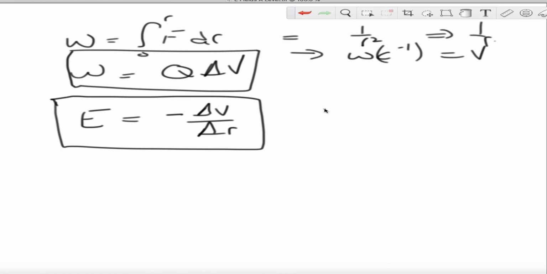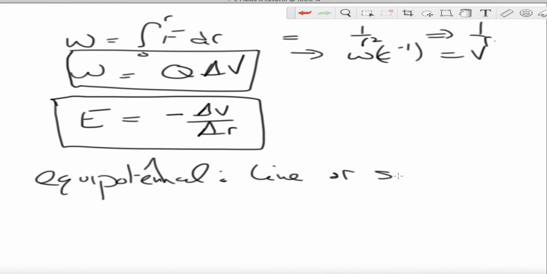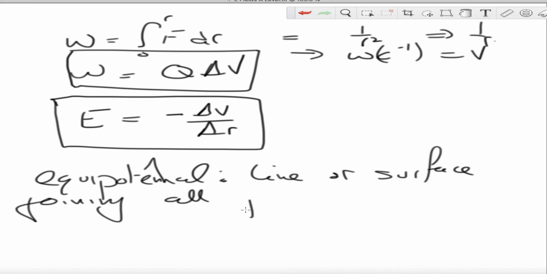You have drawing the equipotentials. Remembering an equipotential is a line or a surface joining all the points of the same potential. It's almost given to you by the name. It's a line or a surface joining all points of the same potential.